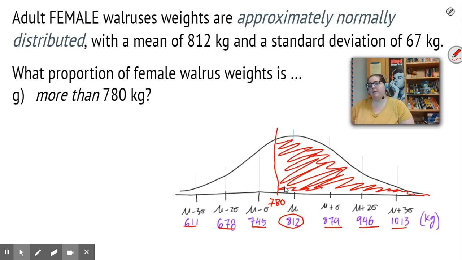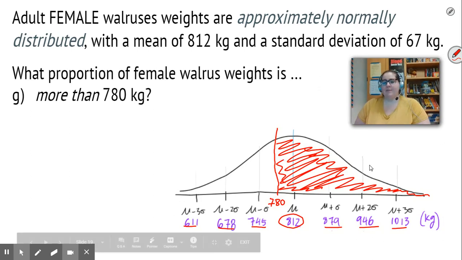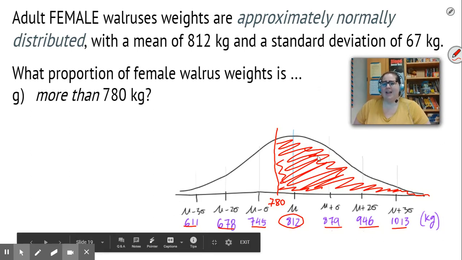Part of the reason that we shade the graph is it gives us somewhat of a visual representation of more or less what area we should be getting. So I can see from what I've shaded that the answer I get should be more than 0.5, more than 50%, because I clearly shaded more than 50% of the graph, right?